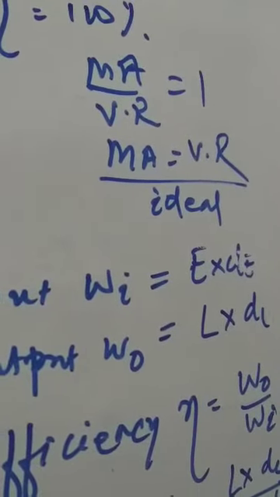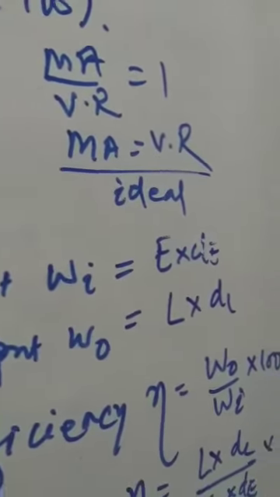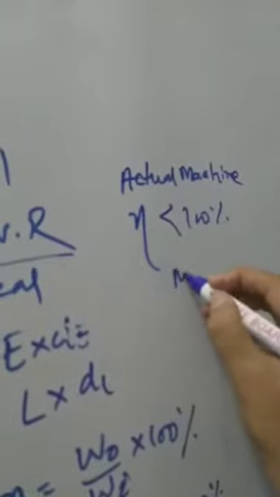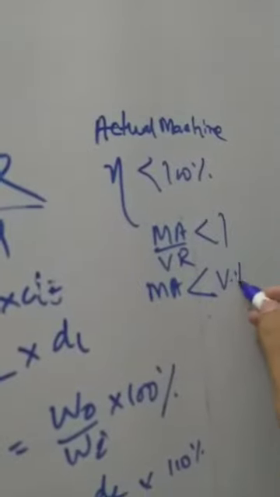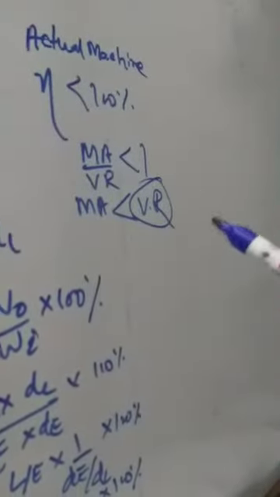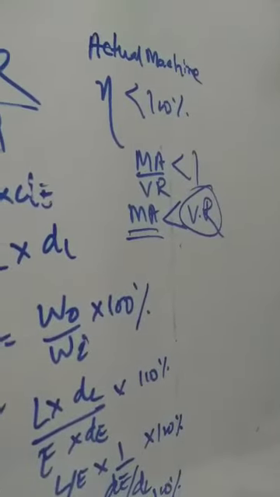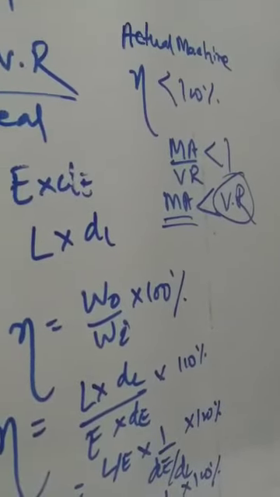But actually what happens, the efficiency of a machine is always less than 100%. That means for an actual machine efficiency is less than 100%, means mechanical advantage by velocity ratio is less than 1. So mechanical advantage is less than velocity ratio. So velocity ratio remains the same whether it is an ideal machine or an actual machine, only the mechanical advantage decreases. It will be lesser than the velocity ratio. That will come up in a much better way when you will be doing pulleys. So this is all about that.